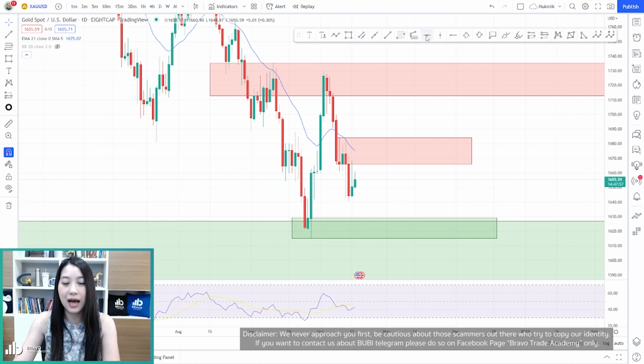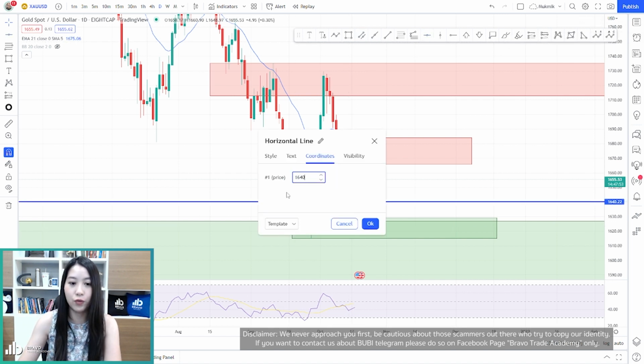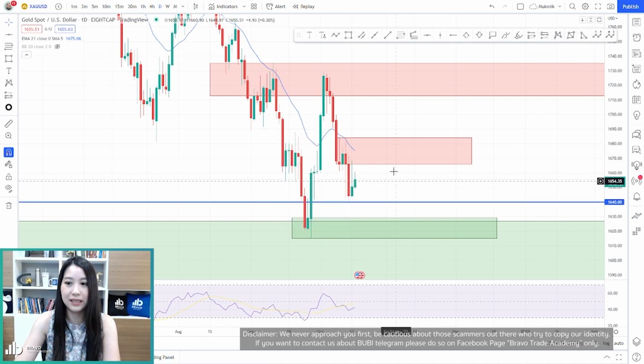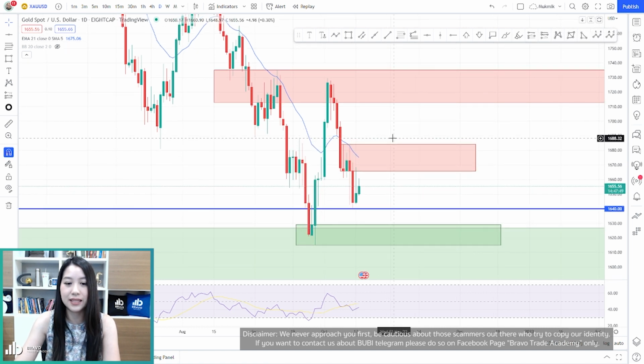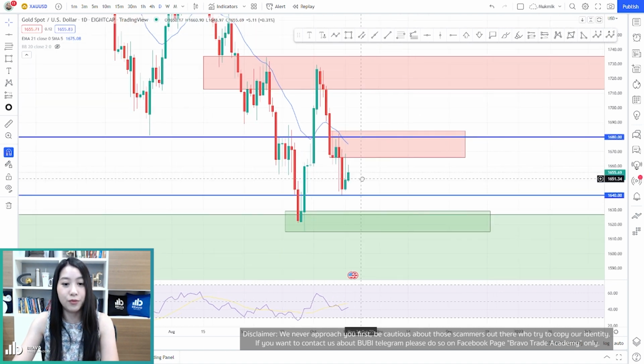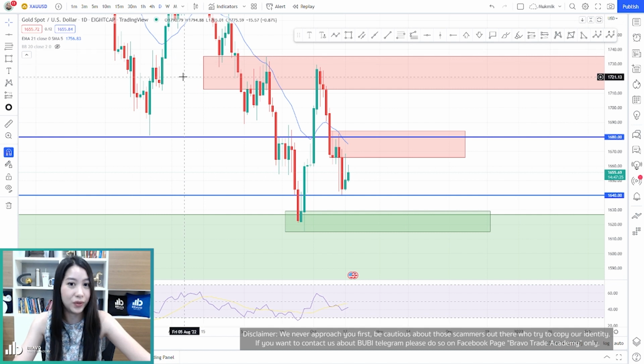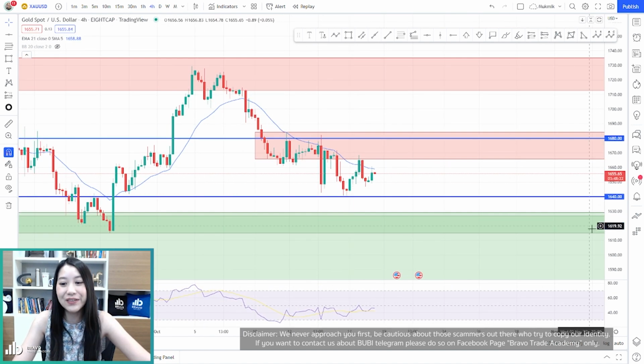Okay, so our brand new support is this 1640. All right, and the resistance that I would say is significant is the same one, which is at 1680. So that's the range the price could stay in for a couple of days or even a couple of weeks. All right, so let's go to the 4 hours time frame.